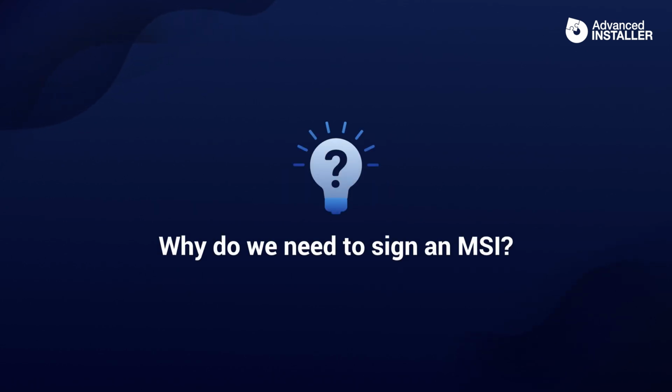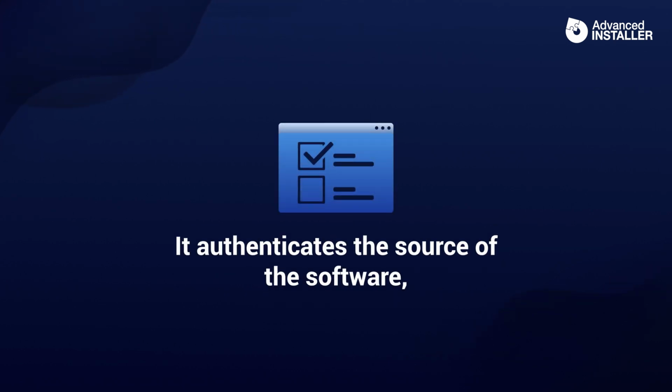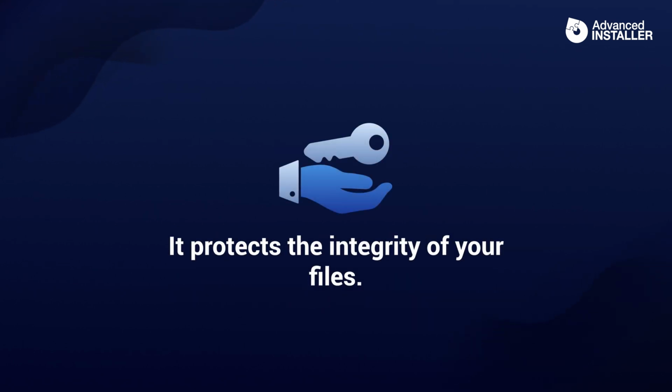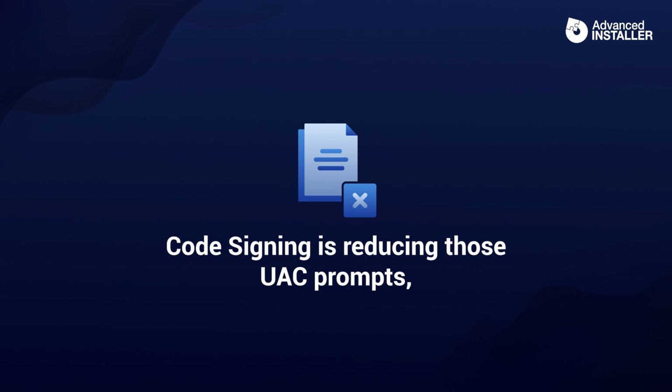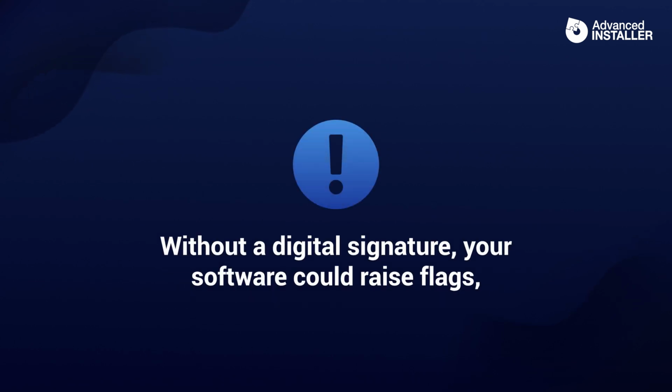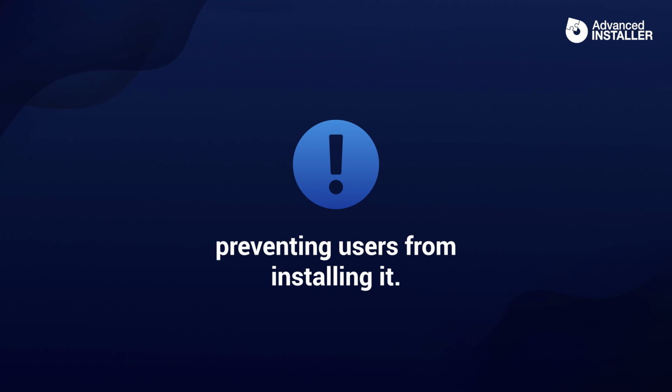Firstly, why do we need to sign an MSI? Well, signing your MSI file does two major things. First, it authenticates the source of the software, letting users know it's from a trusted developer. And the second is that it protects the integrity of your files, ensuring that the content hasn't been tampered with. Code signing is also critical for reducing those pesky User Account Control prompts and building trust with your users. Without a digital signature, your software could raise flags preventing users from installing it.